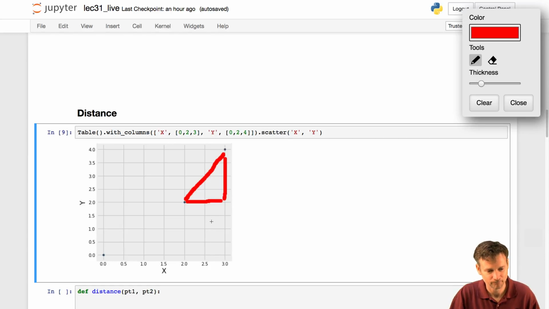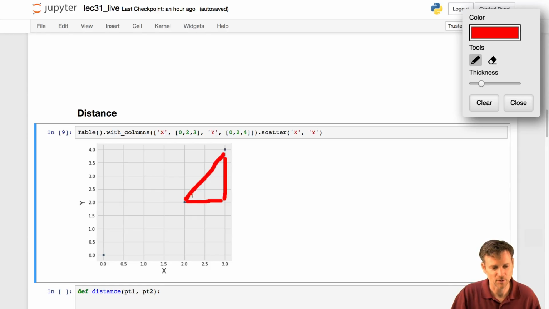In other words, if you square the length of the horizontal line and you square the length of the vertical line and you add them up, and then you take the square root of that, that'll give you the length of this diagonal. And the length of the diagonal is exactly what we wanted to compute. That was the distance we wanted to compute.